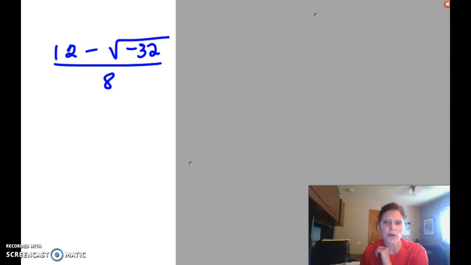All right, so I have 12 minus the square root of a negative 32 all over 8. It might be tempting to start saying, well, wait a minute, all these numbers are divisible by 4. Why can't I just reduce it? Well, we're not allowed to reduce things from underneath a radical and outside of a radical. That's number one. And number two, we have to do it exactly the same to all of our terms, all three chunks here. So let's start with simplifying that square root.